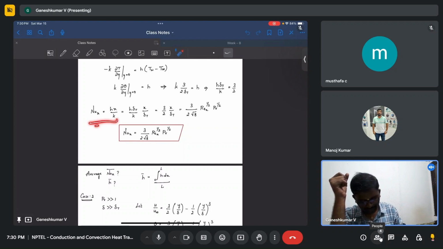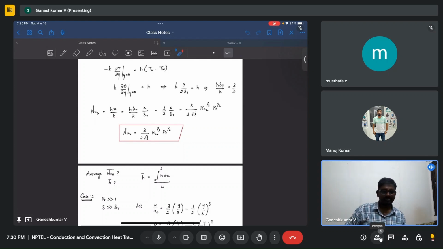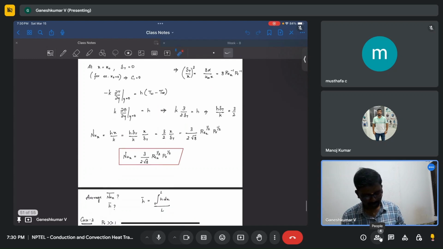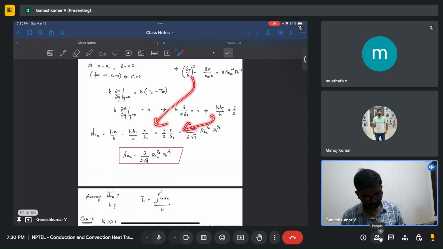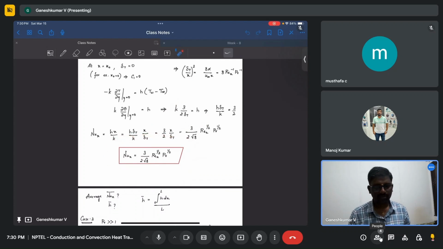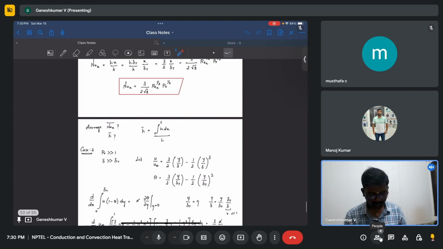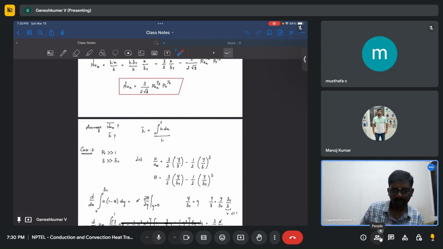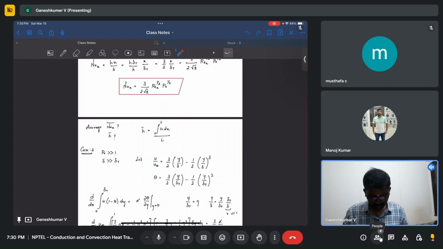Now if you define the Nusselt number, this is the definition of Nusselt number, nothing but hx by k, and now you substitute whatever we found from here and here, you will end up having the exact relation of the Nusselt number. That's how the Nusselt number is varying with x, which is 3 by 2 root 8 Re power half and Pr power half. Okay, now this is a local Nusselt number, so you can find the average Nusselt number, you can find the average convective heat transfer coefficient by just integrating it.